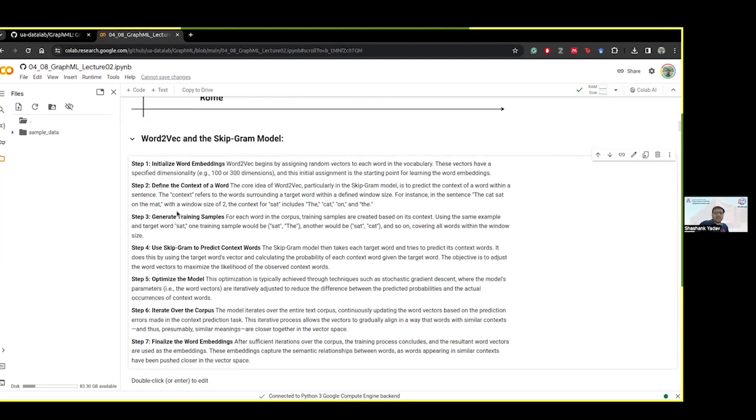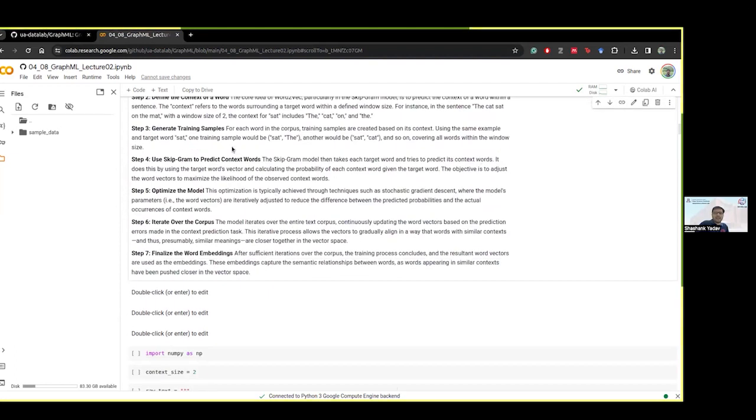So that's how you generate training examples: for each word in your corpus, using the same example given above, one training example could be sat and the, which appears at the end, and one example could be sat and cat, because cat appears before the word sat, and it will cover all the words in the context window.